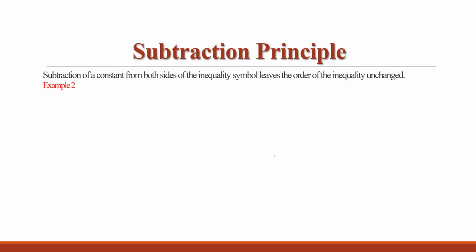So this is an example on the subtraction principle. The subtraction of a constant from both sides of the inequality symbol leaves the order of the inequality unchanged. So that is the question. The question is saying solve the inequality, that is 3x plus 1 less than or equal to 4x minus 5. So we are trying to solve this one.